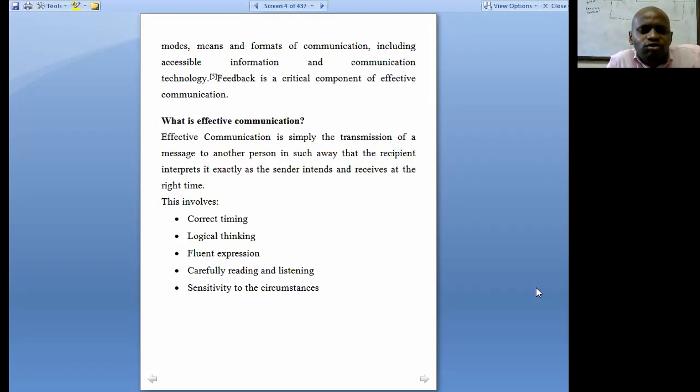You also need to carefully read and listen. A good communication must be able to be understood. Therefore, your listening skills must also be very appropriate. Sometimes they say that a good communicator must be able to listen a lot and talk little. Then also be very sensitive when it comes to circumstances. So when you're dealing with circumstances, it is very critical for you to consider the circumstance that you are going to communicate in.